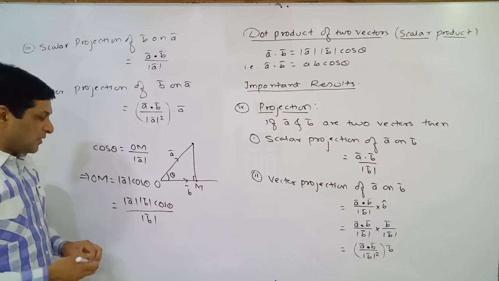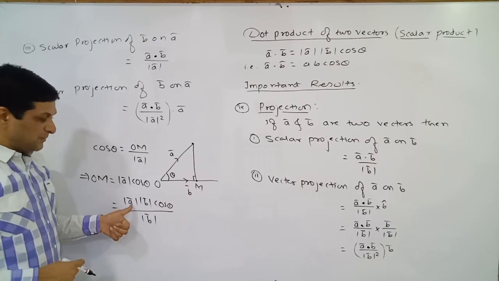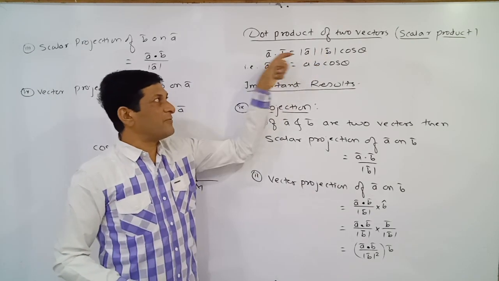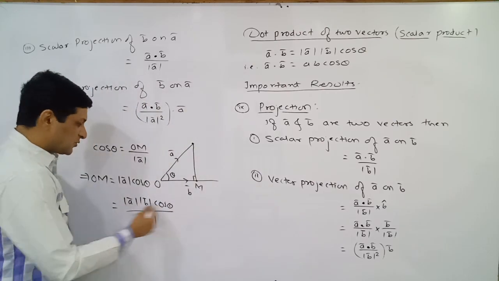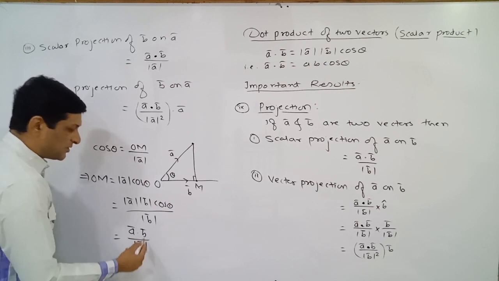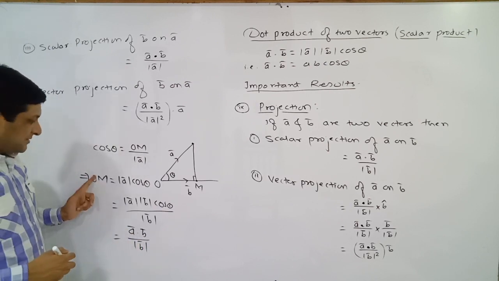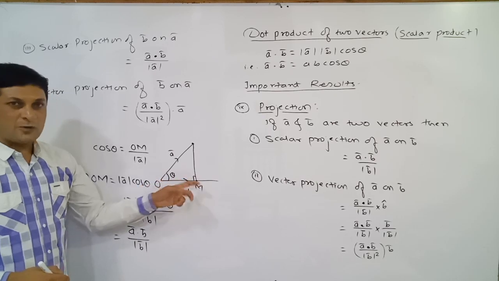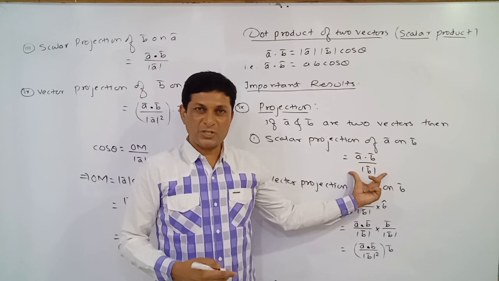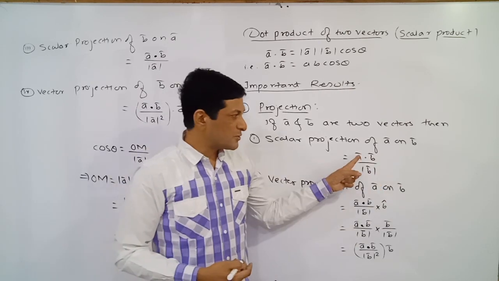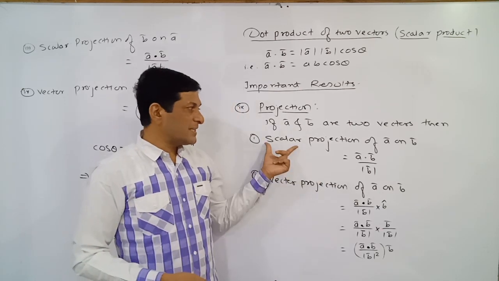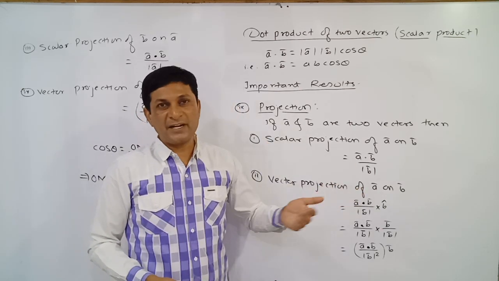So what result do we get in the numerator? The numerator is magnitude of a bar into magnitude of b bar into cos theta, which is nothing but the definition of the dot product. So replace the whole numerator by a bar dot b bar. In the denominator, keep magnitude of b bar as it is. This is the value of OM, which is the projection of a bar on b bar. In this way, we have the first formula for the projection of a bar on b bar, equal to a bar dot b bar upon magnitude of b bar. Now, this projection is called the scalar projection because the result which you are getting is in terms of what?